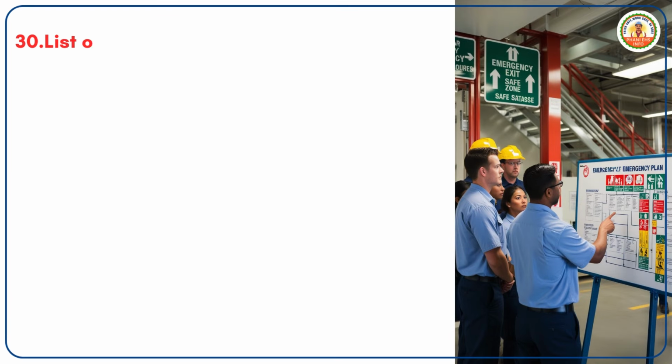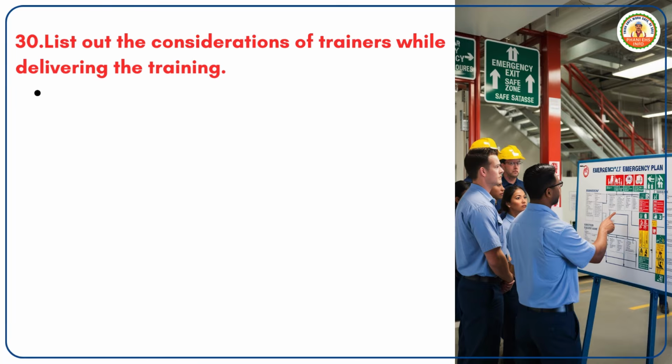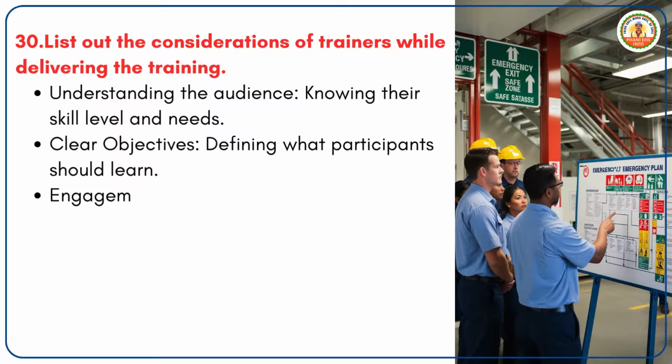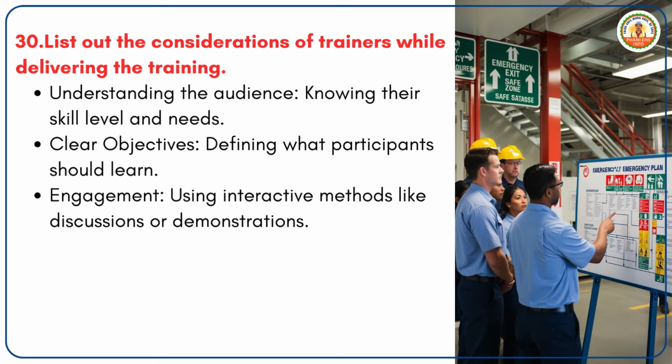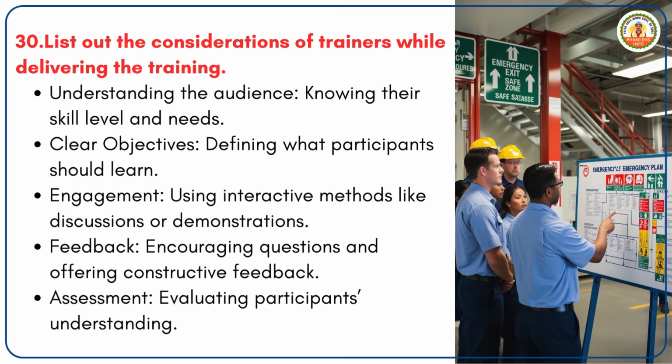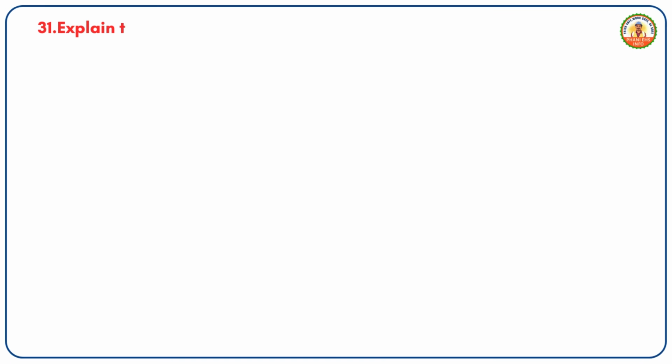30. List out the considerations of trainers while delivering the training. Answer. Understanding the audience, knowing their skill level and needs. Clear objectives, defining what participants should learn. Engagement, using interactive methods like discussions or demonstrations. Feedback, encouraging questions and offering constructive feedback. Assessment, evaluating participants' understanding. 31. Explain the different types of safety plans.